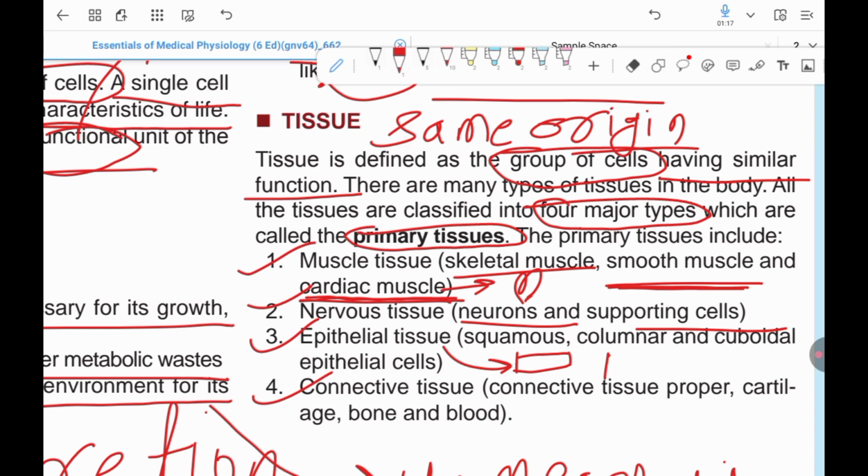Squamous epithelial tissue is flat shaped. Columnar epithelial tissue is like a column, and the cuboidal epithelial tissue is like a cube shape.